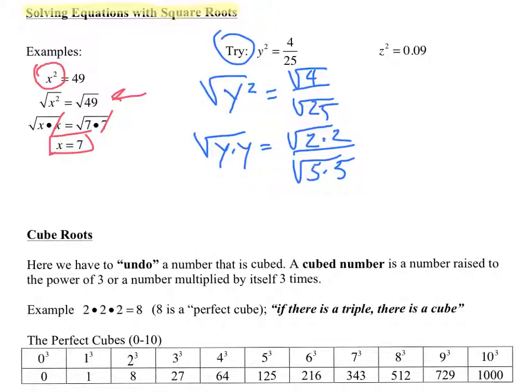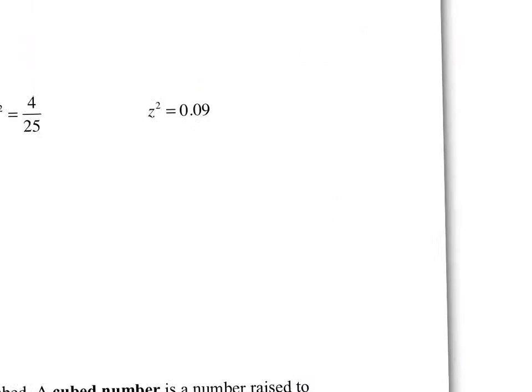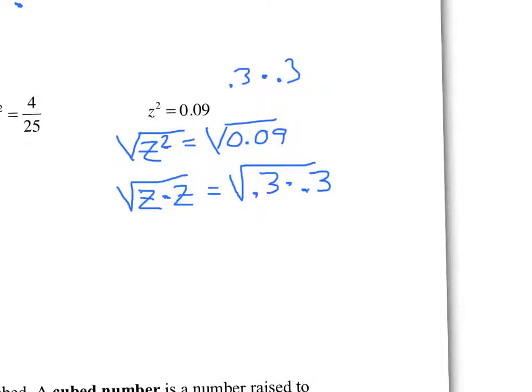I hope that you were able to construct it to this point, where we simply take one of each of these away and end up with y equals 2/5. This problem may require you to use a calculator to guess and check what number times itself equals 0.09. The two numbers when multiplied together that make 0.09 are 0.3 times 0.3. So the pairs of numbers would be z times z and 0.3 times 0.3, giving us an answer that z equals 0.3, or 3/10.